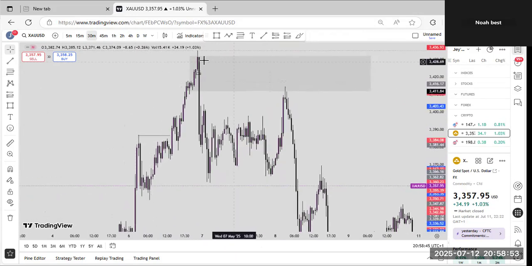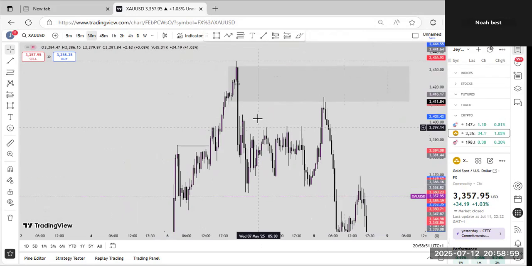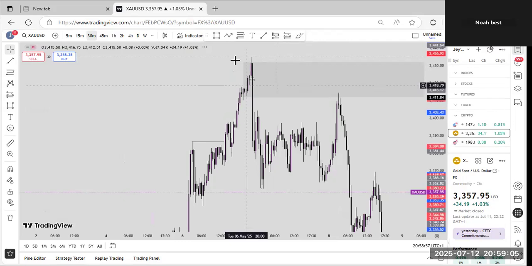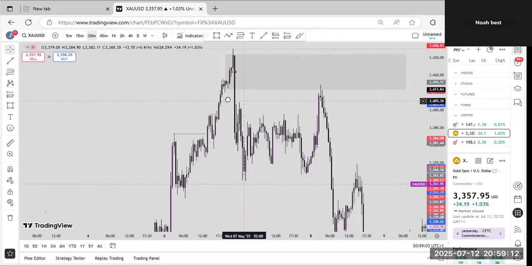You saw this zone was the zone we marked out for our 4 hours. And we said that price actually reacted from it and came down. But looking at it, you saw that price reacted from it at the 4 hours OB.